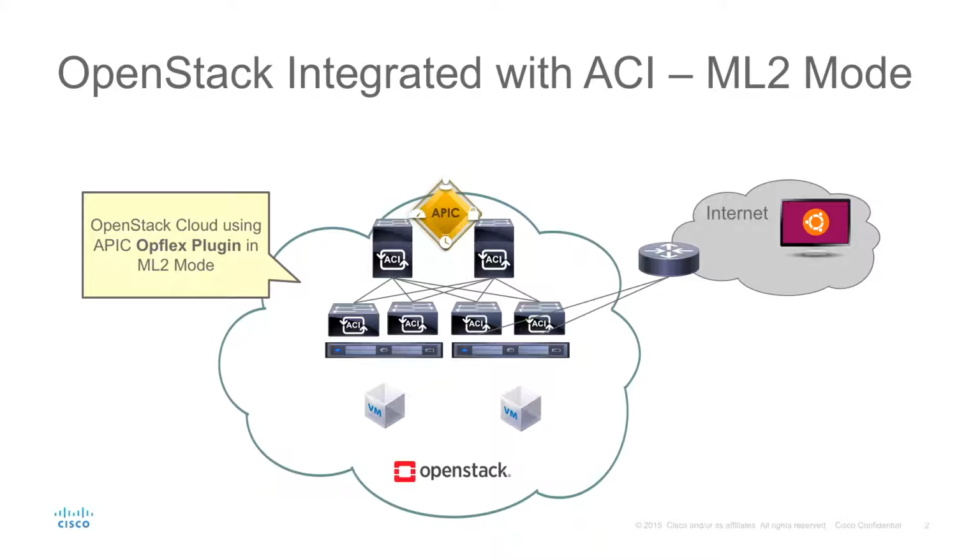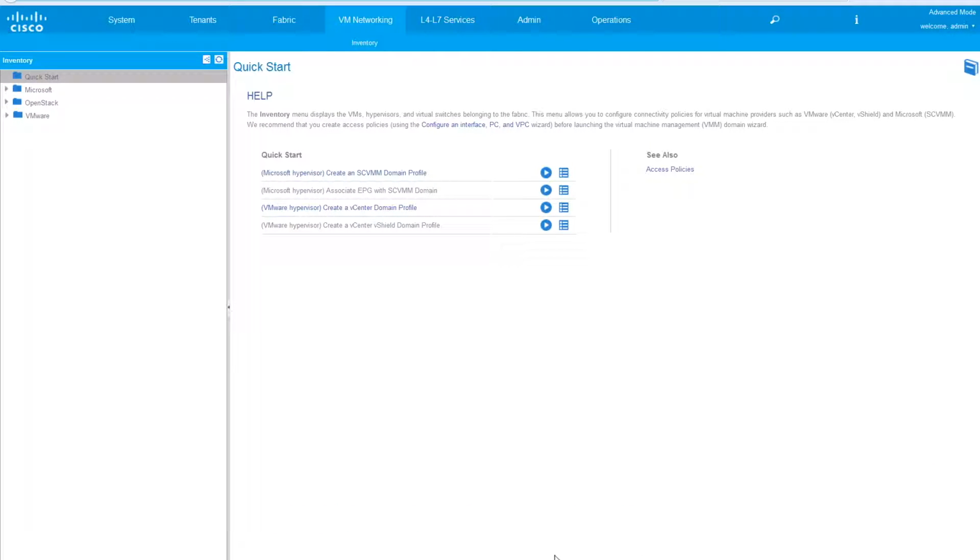Let's look at how this looks in APIC. In APIC, the OpenStack Opflex integration is accomplished by implementing a VMM domain, a virtual machine manager domain. In a VMM domain, we can have multiple OpenStack clouds. In this case, we have one deployed with Liberty and one deployed with Mitaka, GBP and ML2 respectively.